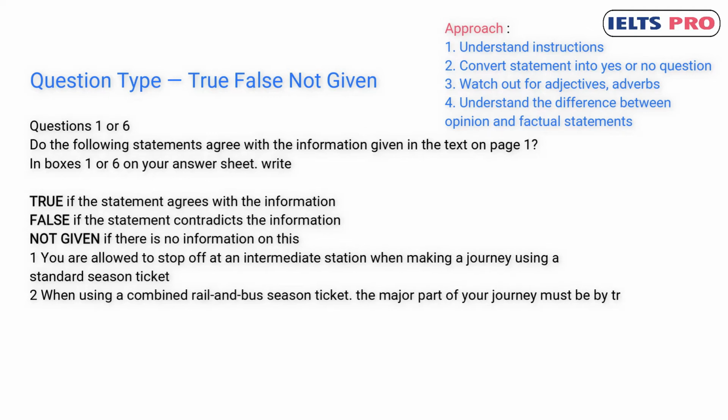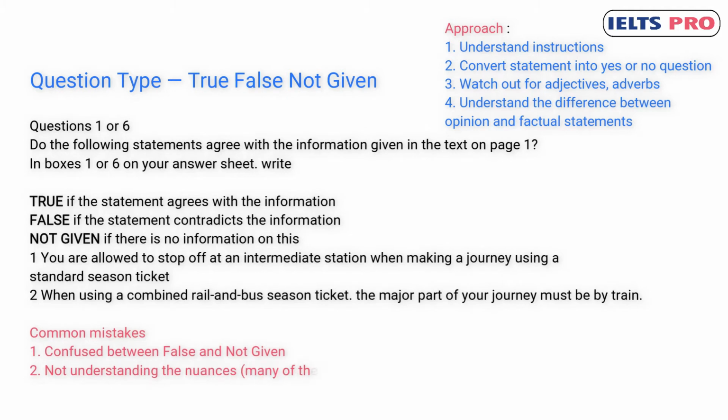Common mistakes. 1. Confused between false and not given. 2. Not understanding the nuances: many of them, majority, a few or few. 3. Confused by double negatives and complex sentences.